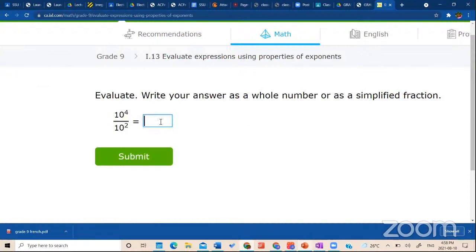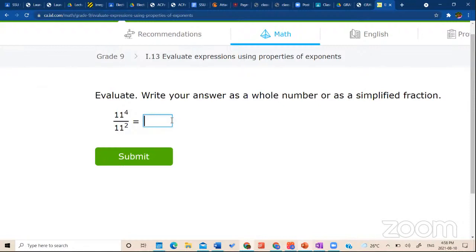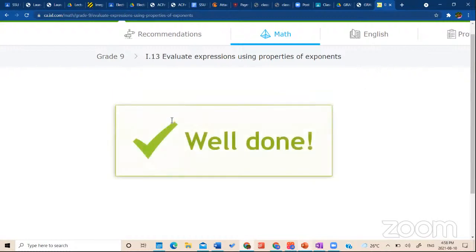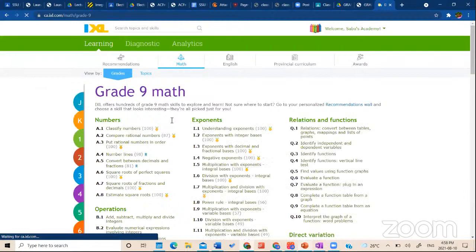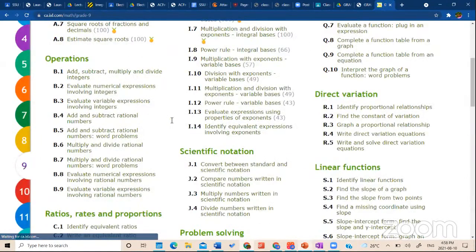This one? It's going to be 100. 100, very good. This one? 1 second. Okay, no problem. 121. 121, very good. So this one's pretty simple. You can do that. And yes, we can finish exponents today.